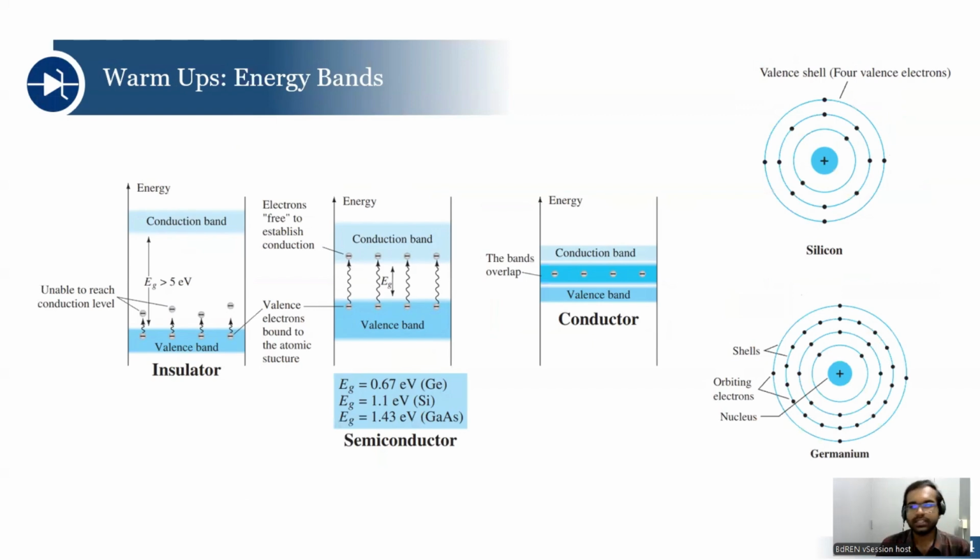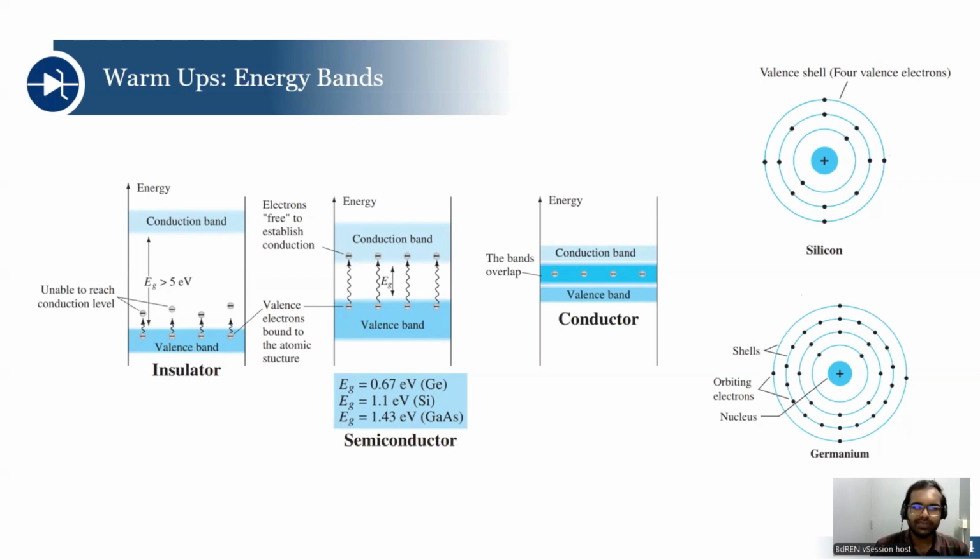We know that to conduct electricity through a material, there must be free electrons present in the conduction band. For an insulator, we can see that the electrons present in the valence band cannot jump to the conduction band due to the high band gap energy, more than around 5 electron volt. On the other hand, for conductors, there is an overlap between the valence band and the conduction band. This creates a greater ease for the electrons to jump from valence band to conduction band and to contribute in the electricity conduction.